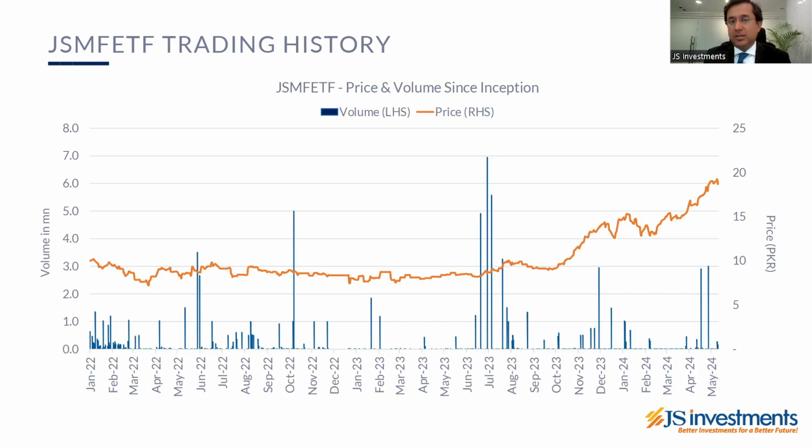Moving on, I deliberately kept this slide for the last part of our presentation because I just wanted to establish a very important point. As you can see, this simply plots the share price of the JSMF ETF along with its volumes. You can see the volumes follow a sporadic pattern. Quite often you see hardly any volumes in the ETF, and sometimes you see some decent volumes, right?